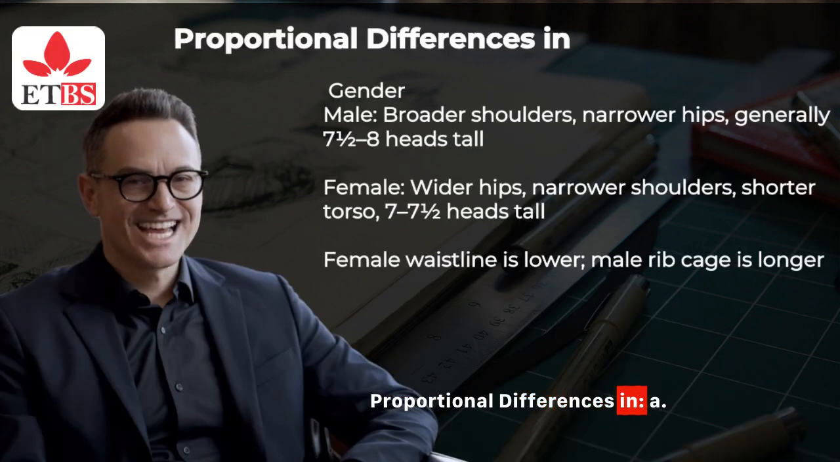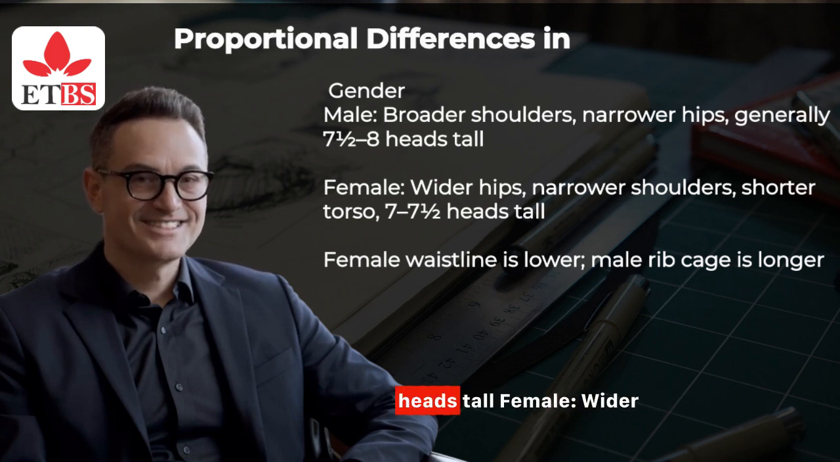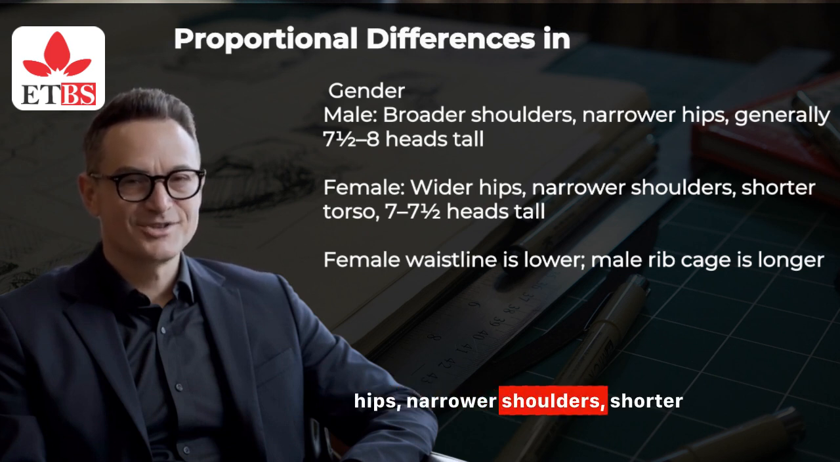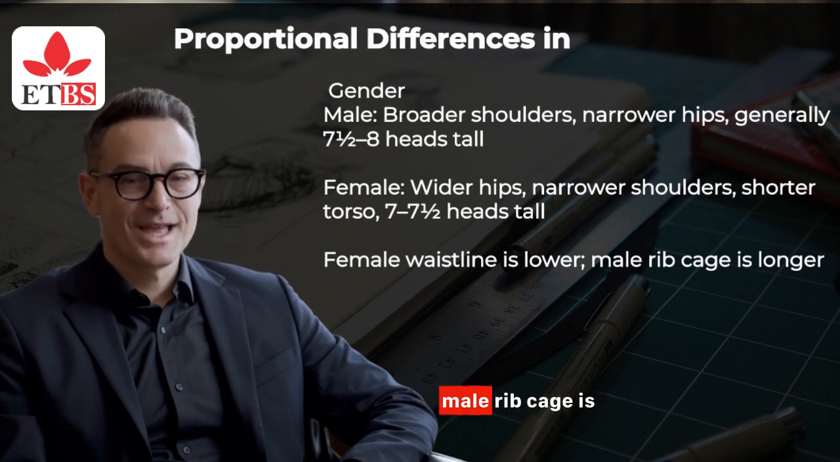Proportional differences. A, gender. Male: broader shoulders, narrower hips, generally 7.5 to 8 heads tall. Female: wider hips, narrower shoulders, shorter torso, 7 to 7.5 heads tall. Female waistline is lower. Male ribcage is longer.